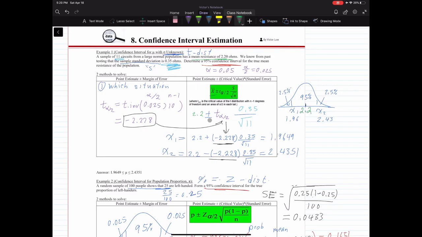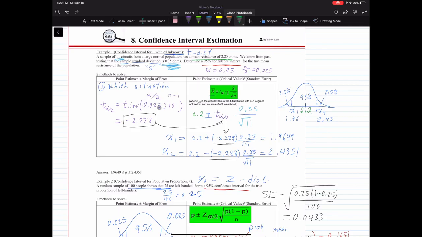And then we have plus minus, and then we have the t critical. T critical is your t alpha over 2. And the formula that we're going to use to calculate t critical is T.INV. And it will ask you for two variables. The first variable is your probability. So probability is your alpha over 2. That is your probability to the left of x1. So that's why we have the 2.5% here, 0.025.